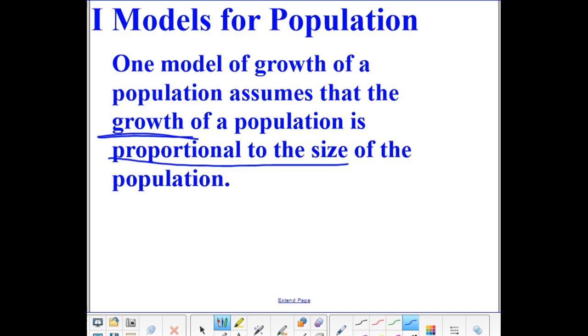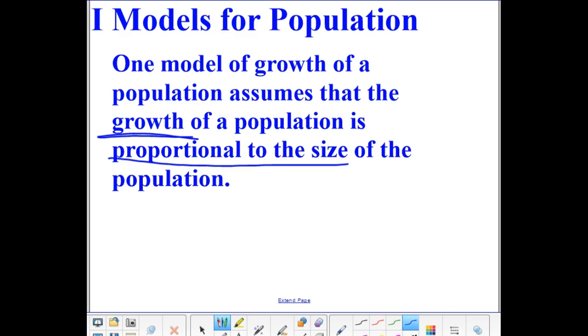Think about this kind of an example. If I had one little cell in a little petri dish with lots of whatever cells need to grow, and it doubles, now I have 2. Not a lot of growth, right? Only added 1 more, so the growth was just +1 in that case. But if I had 1 million of them in there and they all split, now I've got 2 million.